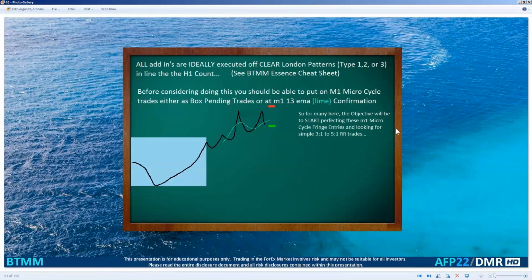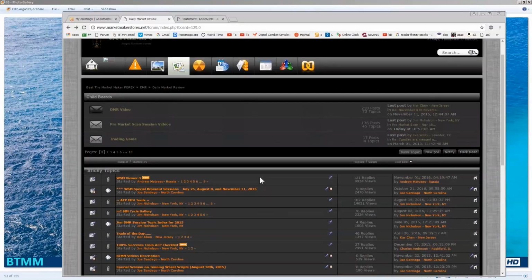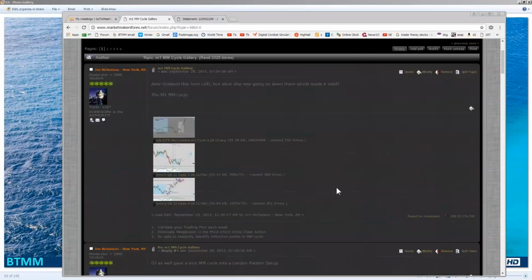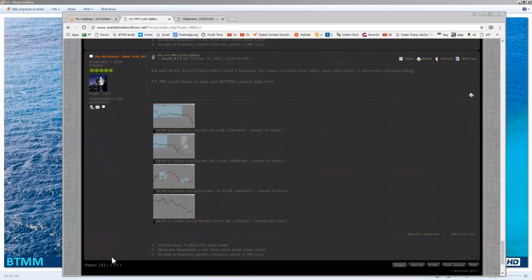So for many here, the objective will be to start perfecting these M1 microcycle fringe trades and looking for simple 3-to-1 to 5-to-1 reward risk trades. Okay, we have a ton of those posted in the forum. If you go to the DMR section of the forum, you go down to this area that is M1 microcycle gallery, pages after pages of microcycle entries.